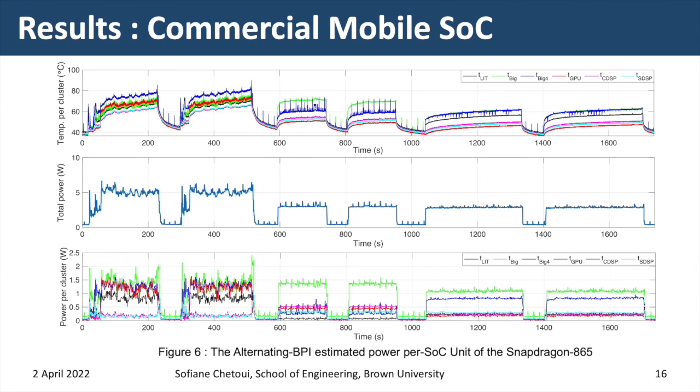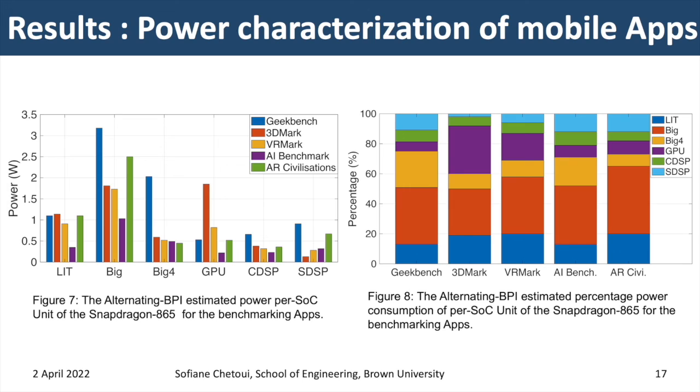Using the same development board, we were able to conduct a power characterization of different mobile apps, as shown in both figures 7 and 8, where in figure 7 we show the estimated power consumption per SoC unit for the different mobile apps, and in figure 8 we show the percentage power consumption per SoC unit. And there are a lot of insights. So for instance, in here, we were able to conclude that the CPU really remains the main source of power consumption, representing around 60% to 70% of the total power.